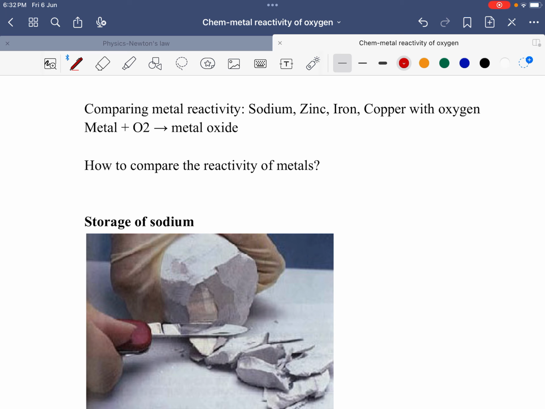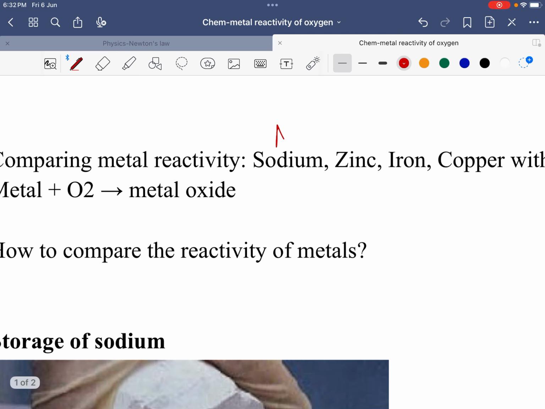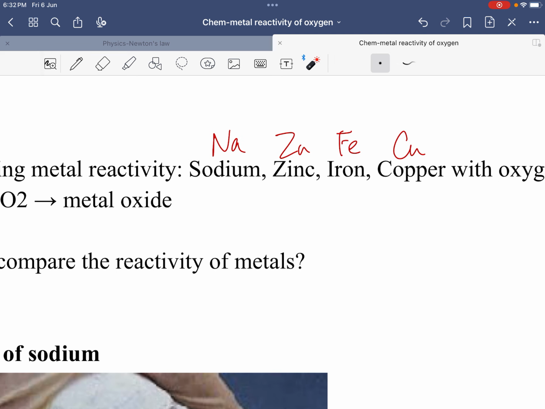So for sodium it is Na, and Fe and Cu. Remember to write the second letter in small letter, because if it is in capital letter, it will represent another type of element.